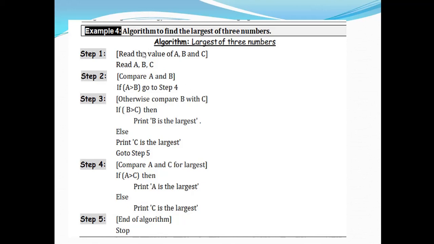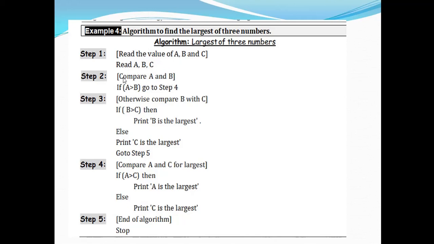First, we see the first step here. Read the values of A, B, and C. We are reading the values. This comment says that we are reading the values A, B, C. Among A, B, C, we have to find the largest number.